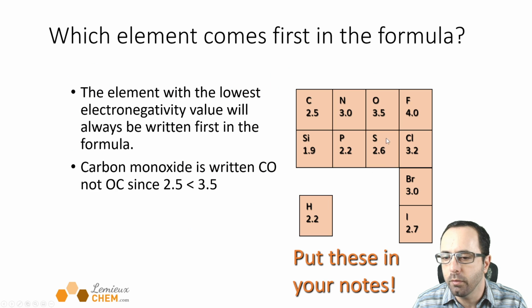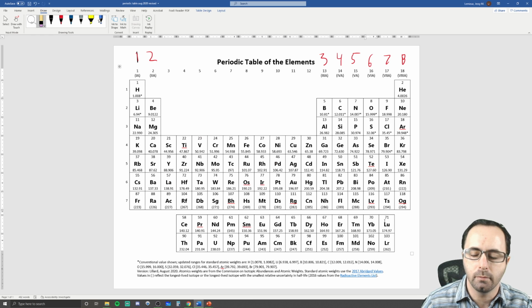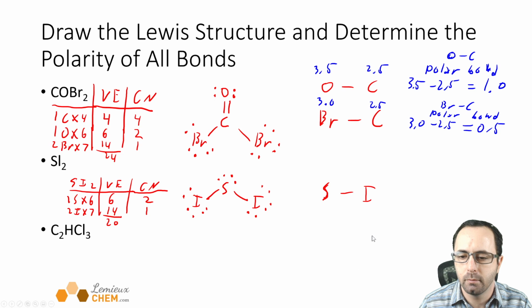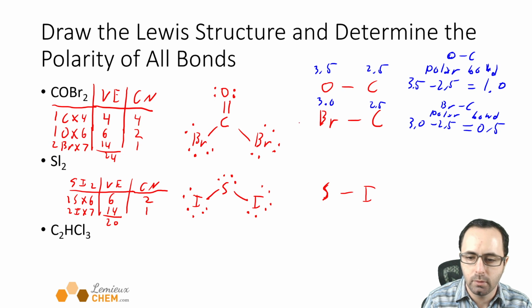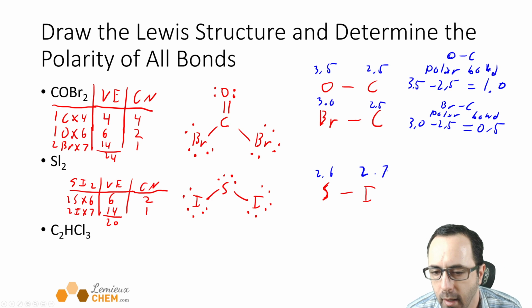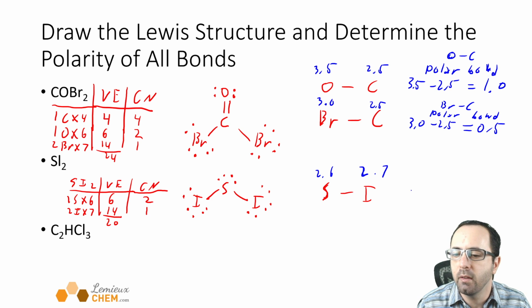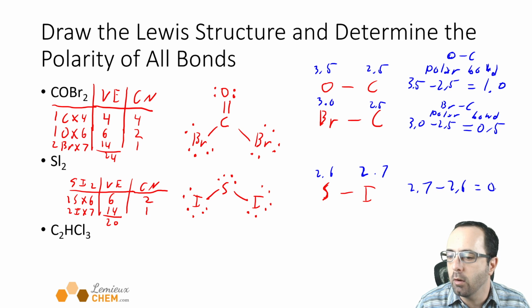For sulfur, it's 2.6. For iodine, it's 2.7. So 2.6 for sulfur, 2.7 for iodine. And so the difference here is 2.7 minus 2.6, 0.1. So sulfur-iodine bonds are nonpolar bonds.